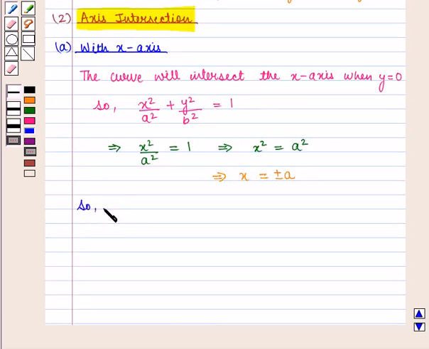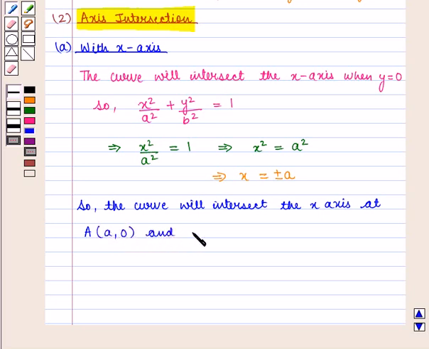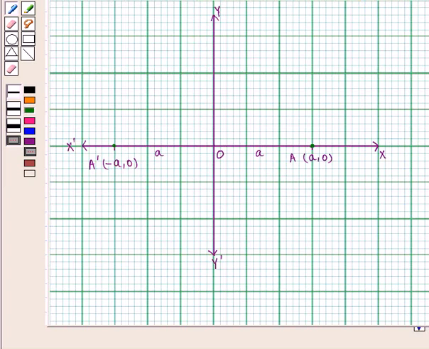So the curve will intersect the x-axis at point A with the coordinates a, 0 and point A dash with the coordinates minus a, 0. Now we have seen that the curve will intersect the x-axis at two points, that is point A with coordinates a, 0 and point A dash with coordinates minus a, 0.